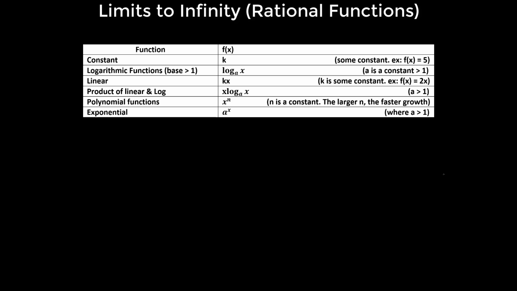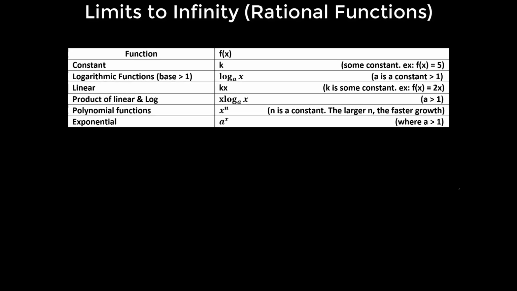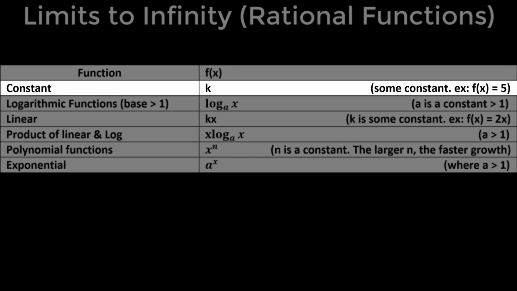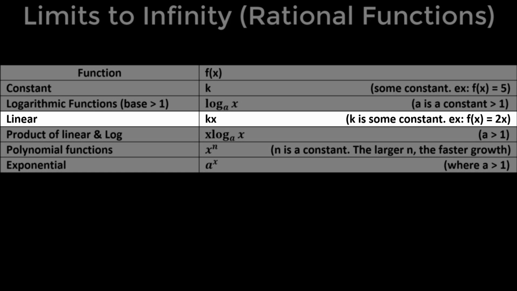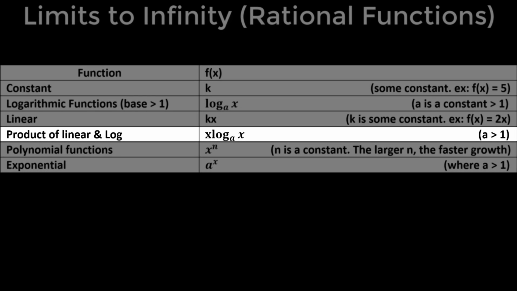So let's go ahead and take a look at this chart here, and it's ordered from slowest growing to fastest growing functions. To begin, if we have a constant function, so let's say y equals 5 or f of x equals 7 or something like that, it's just a horizontal line. And so technically it's not growing at all. And so that's where we'll begin. Next, logarithms, then linear functions, so some constant times x, and then followed by the product of those two, which is x times log x.